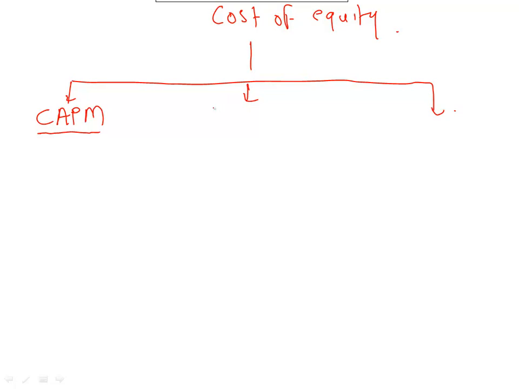The next model is dividend yield plus growth. And the third model is bond yield plus risk premium.